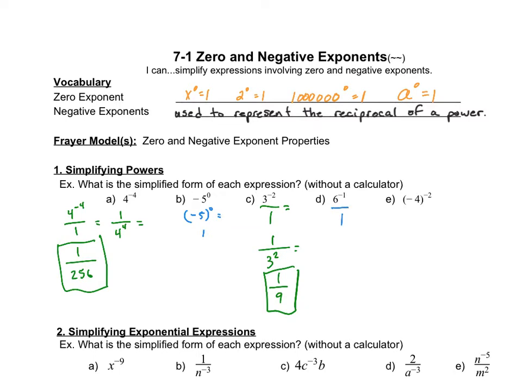So we can rewrite that as 6 to the negative 1 power over 1, which is going to be the same as 1 over 6 to the first, or just 1/6.